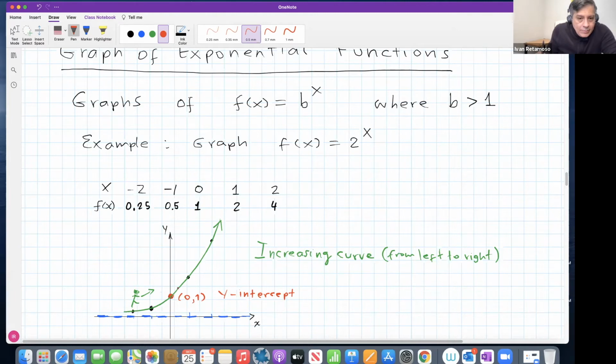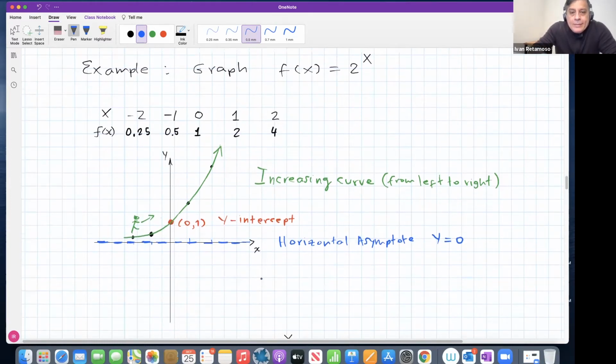Why do you say that, Professor? Well, because notice that the curve gets closer and closer to this line, never touching it, for big values of x on the left. So it's a horizontal asymptote. Important feature, horizontal asymptote. And this horizontal asymptote has an equation, y equals 0. So y-intercept here, horizontal asymptote, increasing from left to right. Great. This is the first scenario.